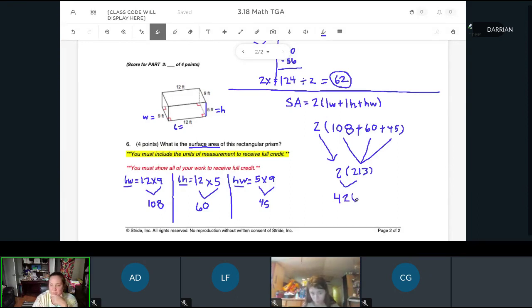All you need to add is the measurement, which was feet. And we're doing surface area, so that would be feet squared. So circle that. And that's it. That's the whole TGA.